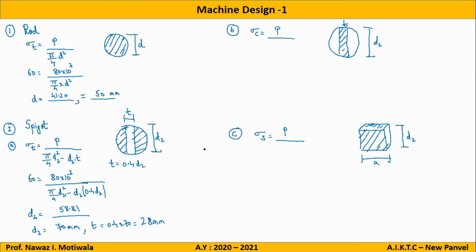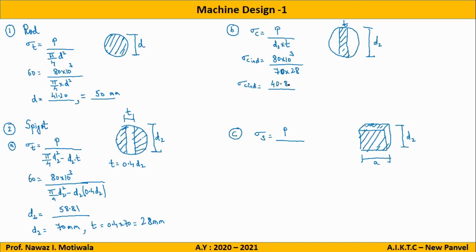Continue with this part, sigma c in spigot. What will be the area here? d2 into t. Very good. And what is the unknown in this equation? Sigma c induced. We will find it out because everything on the right hand side is known. Sigma c induced is equal to P, given as 80 into 10 raised to 3, divided by d2, which we just found as 70, and t as 28.